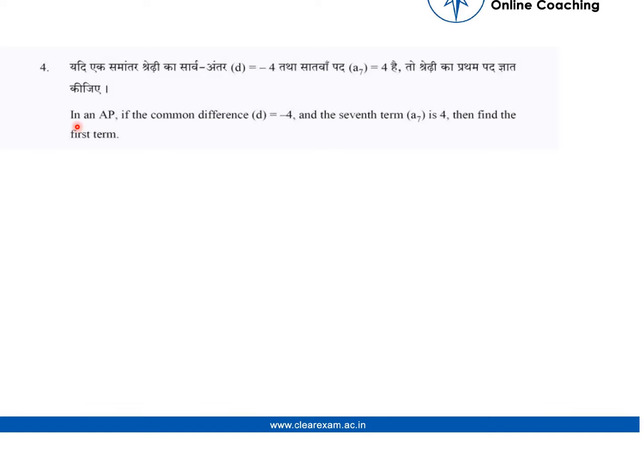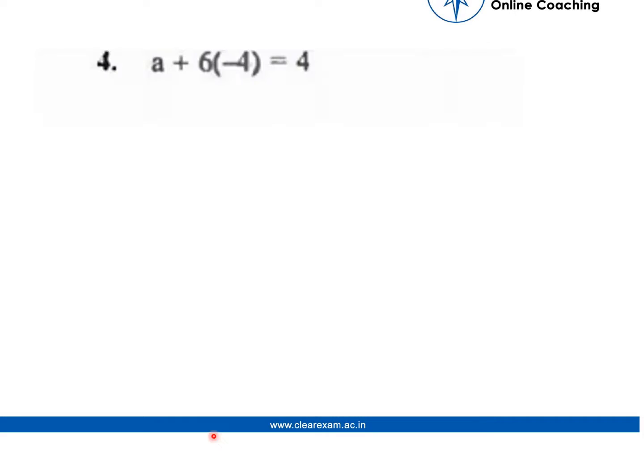The question is, in an AP, if the common difference is equal to -4 and the seventh term is 4, then find the first term. Now we all know that in an AP, the nth term is given by Tn is equal to A plus (n minus 1) into D.